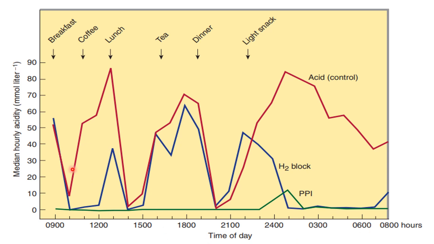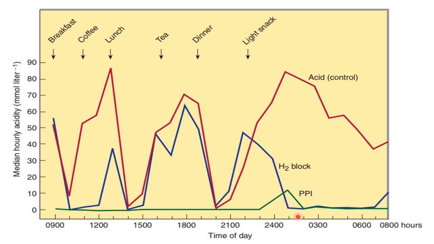Clear? So the red line shows the pre-treatment levels of gastric acid. You can see that it increases post-meal and at night time, from 9 p.m. till 8 a.m. The levels are really increased. The blue line is when H2 blockers are given, and the green line is proton pump inhibitors.